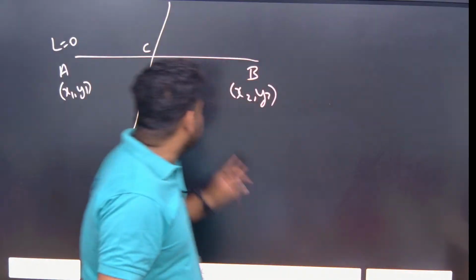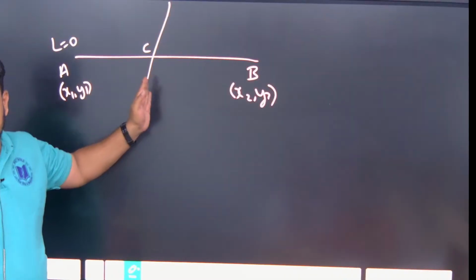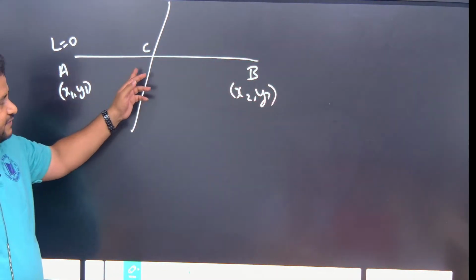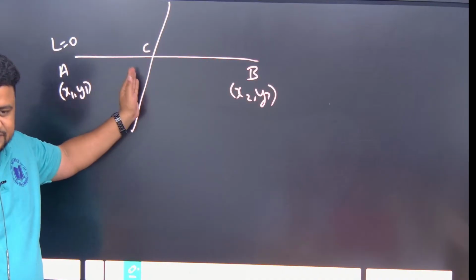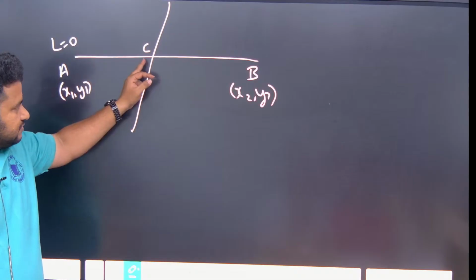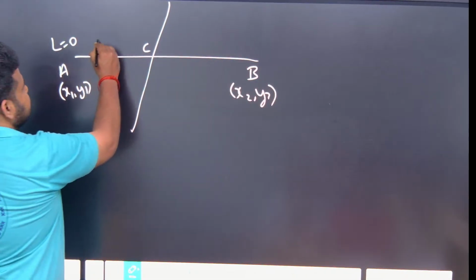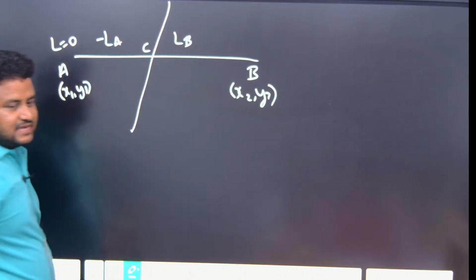Here there is a line C. There is a line which is intersecting AB at C. Intersecting the line AB, actually line L is equal to 0 at which point? C. Now, if they ask you the coordinates of C, this point C will divide the line AB in the ratio of what? Minus LA is to LB.